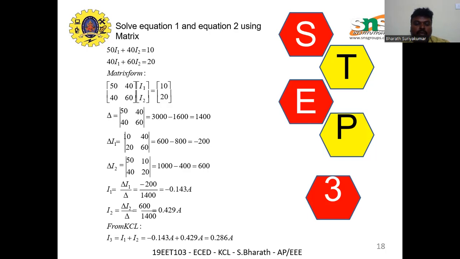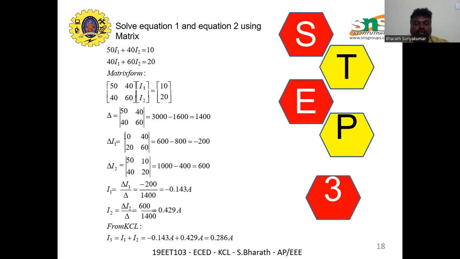So we have the values of delta, delta I1 and delta I2. I1 is delta I1 divided by delta, that is minus 200 divided by 1400, which is equal to minus 0.143 amps. Similarly, I2 is delta I2 divided by delta, which is 600 divided by 1400, equal to 0.429 amps. From KCL, we get I3 is equal to I1 plus I2.